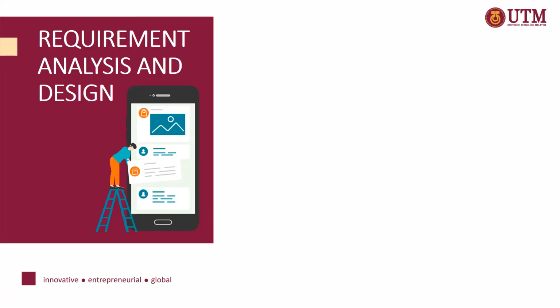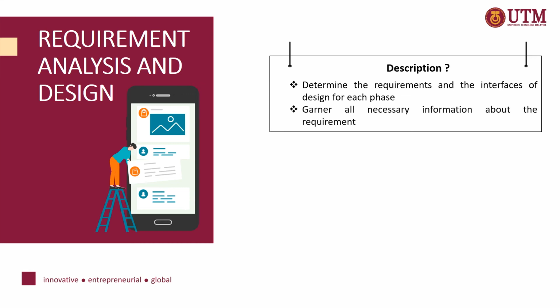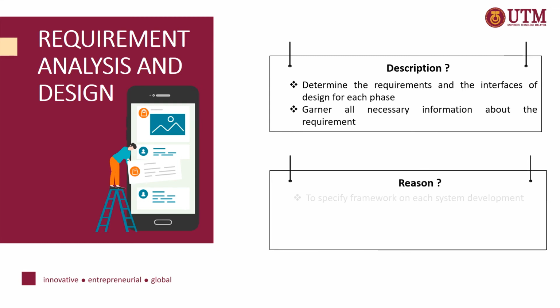So chapter 4 is requirement analysis and design. Here, the description determines the requirements and interfaces of each design for each phase, and gathers all the necessary information about the requirements we are going to use throughout the development process. The reason is to specify a framework for each system development and to meet the system requirements respectively.